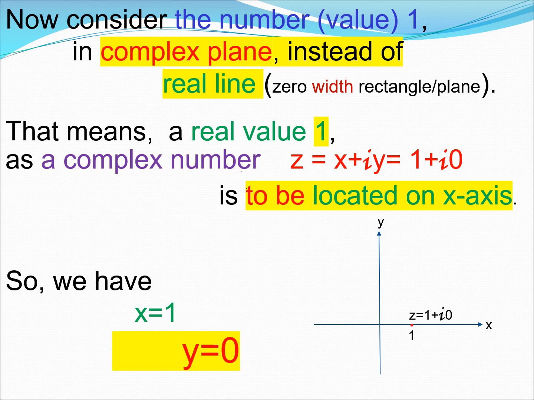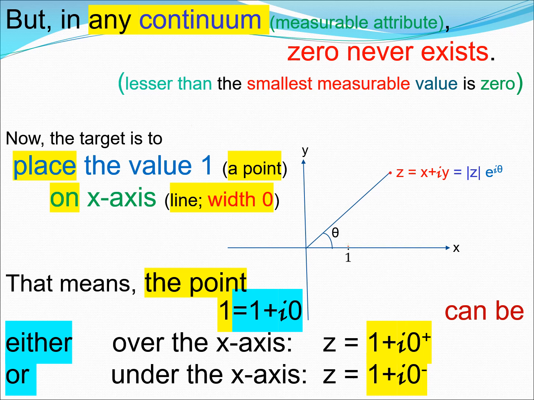Now consider the number or value 1 in the complex plane. It will be a point on the real line. So we have to place 1 on the real line, on the x-axis, this line with thickness 0. And here we see that x is equal to 1, y is equal to 0. But in any continuum, that is the continuous field with measurable properties, 0 never exists. Any value smaller than the smallest measurable value is considered 0.